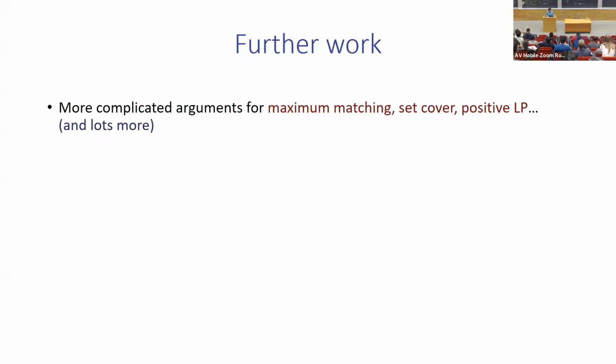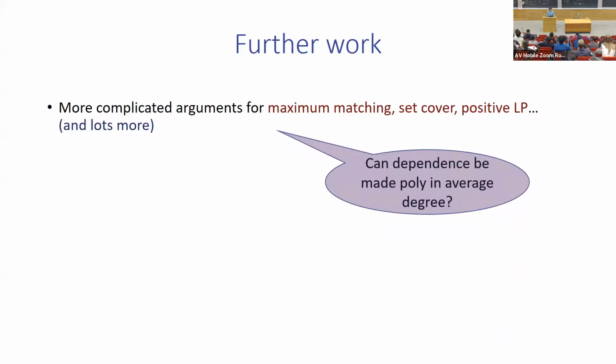There are more complicated algorithms for other problems, such as max matching, set cover, positive LP, and lots more. And a big O. So this is actually not an open question here. I mixed that up, so ignore that, okay? That's not an open question. We know nearly linear. There's another model where this is still maybe an open question, or may not be, I'm not sure.